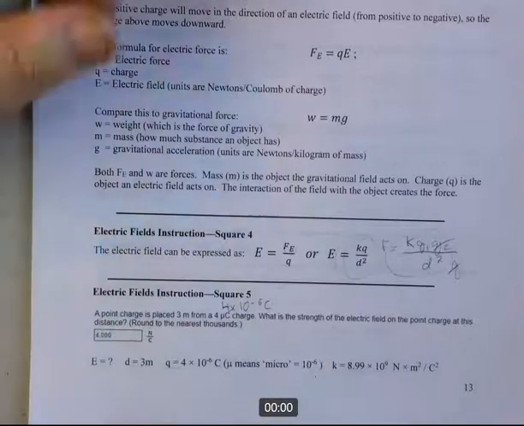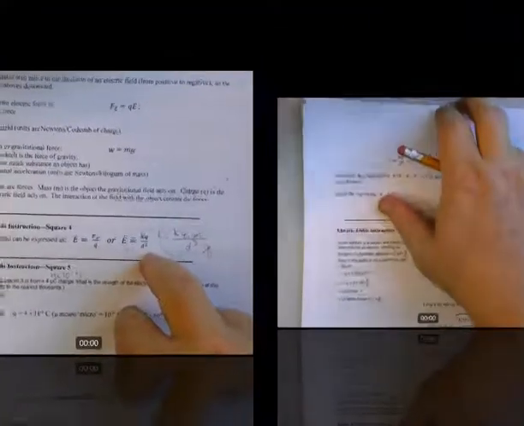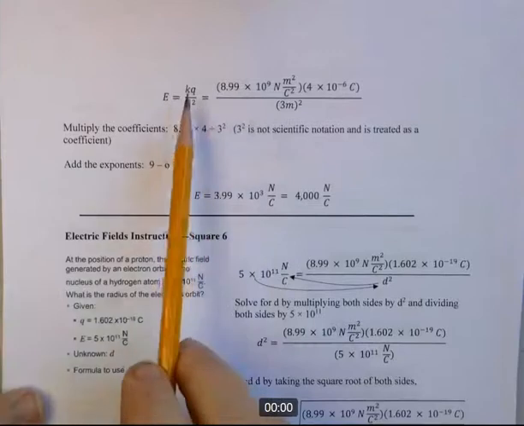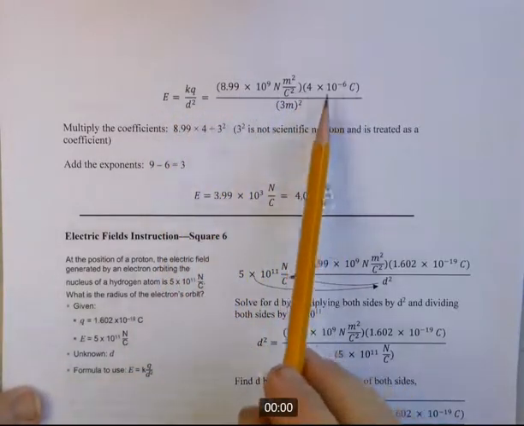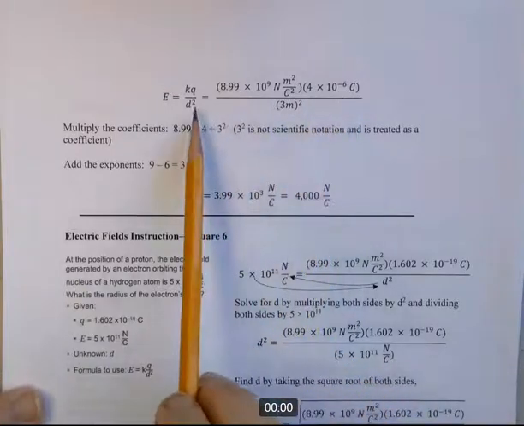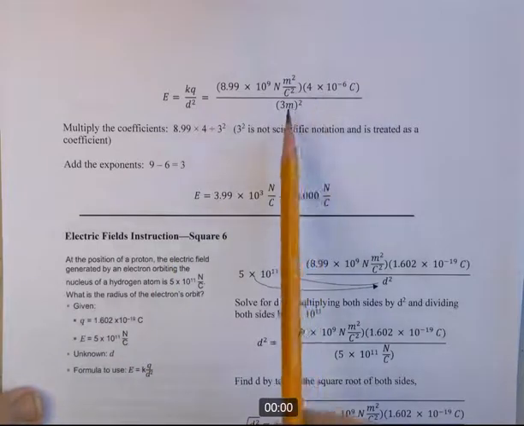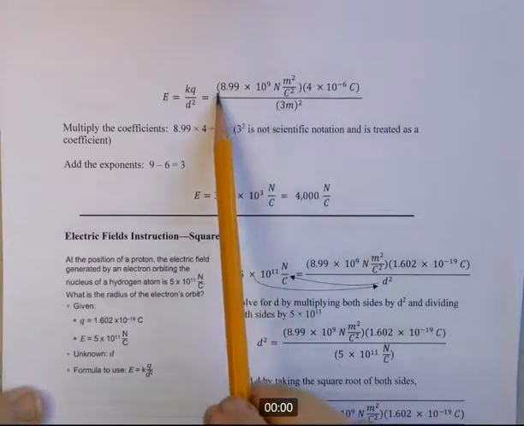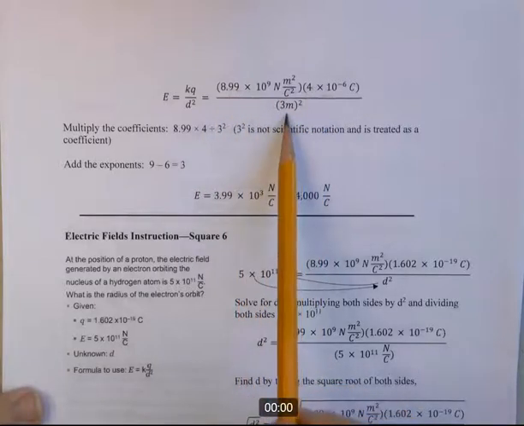And so we go to the next page. And there's the formula. So there's K right there. There's Q right there. They just have one charge. And there's the distance squared. So it's 3 meters squared. So again, the way you do this is 3 meters squared. First of all, just go ahead and square that. That's 9. So 8.99 times 4 divided by 3.